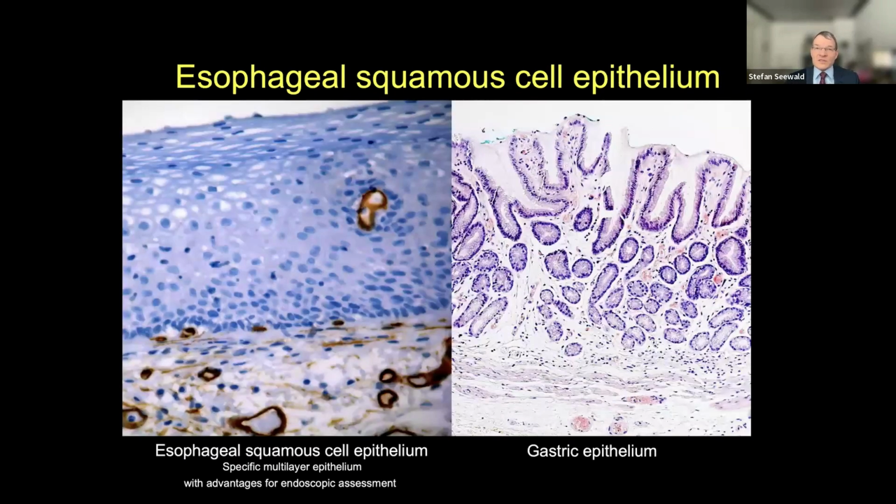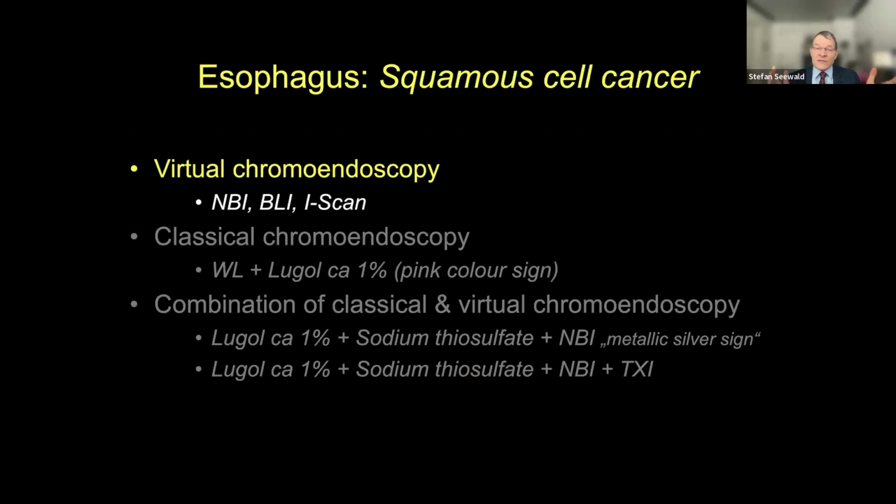When we look at the squamous cell epithelium of the esophagus, it is a specific epithelium which has a multi-layer epithelium structure. And this specific structure, compared to the stomach, where you have these typical glands, has the advantage that we can nicely visualize vessels in the mucosa and in the submucosa from the surface. And this is a great advantage for detection and also for prediction of depths of invasion of early squamous cell esophageal cancer.